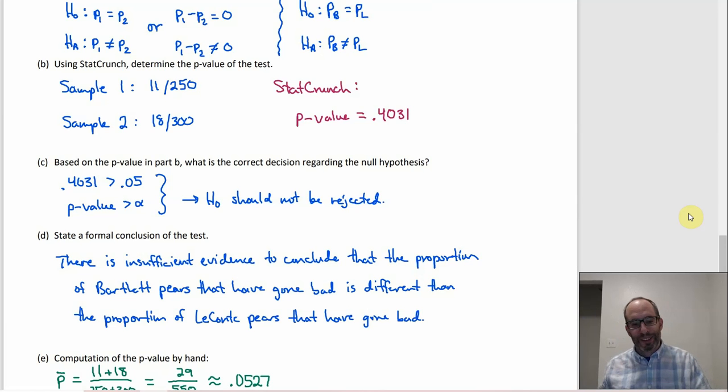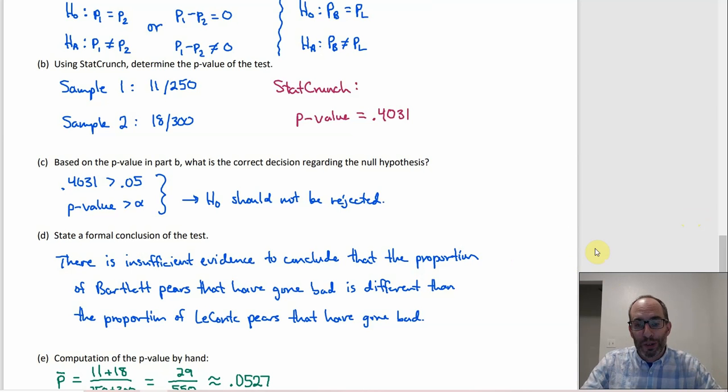I mean, in symbols, I guess you could say there's insufficient evidence to conclude that P1 is not equal to P2. Or there's insufficient evidence to conclude that PB is not equal to PL. But PB and PL in words, they're long, right? PB is the proportion of Bartlett pairs that have gone bad. PL is the proportion of Lacani pairs that have gone bad. So thankfully, if you have to pick out a conclusion, you're just picking one out of a lineup. You don't actually have to write the whole thing out by hand like I just did.